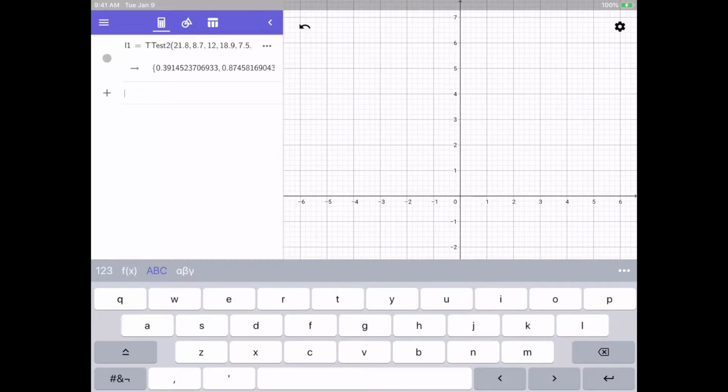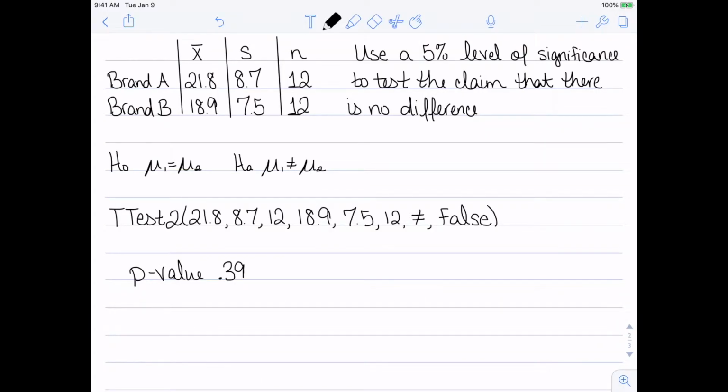We can see our p-value is 0.39. We then need to compare this with alpha, which is 0.05. And since the p-value is bigger, we say H0 is true, so there actually is no difference here. These two are going to be about the same. They take approximately the same time to kick in, to start working.